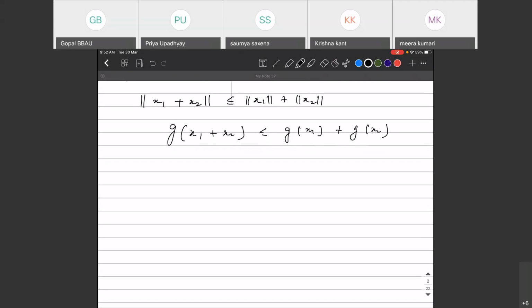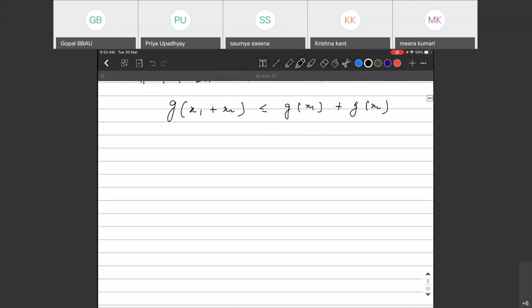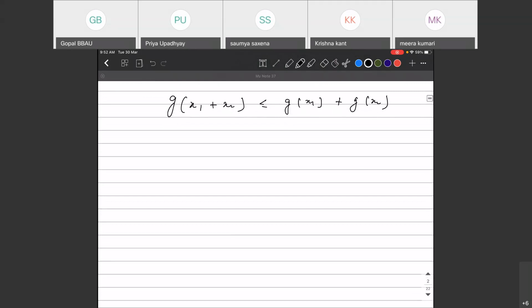So this means now you have at least one sublinear functional, and using the Hahn-Banach theorem, you may come up with many linear functionals on X. Okay, so here is a little exercise for you. So what is that exercise?